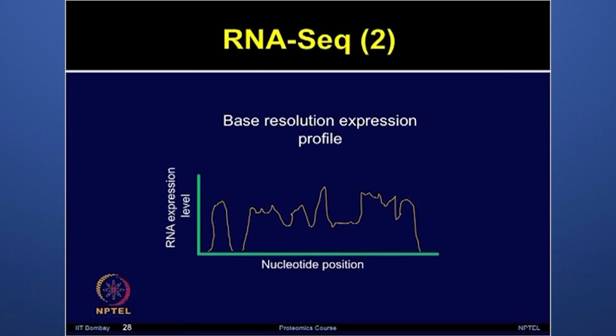So, the sequence reads, exonic read, junction read and poly A end reads, can be used to generate a base resolution expression profile, as you can see here, plotted with nucleotide position on x axis and RNA expression level on y axis. The RNA sequence has a dynamic range greater than 8,000-fold to quantify gene expression changes. Therefore, the RNA sequencing method is very useful for discovering new transcripts, identifying mutations, deletions and insertions, as well as splicing alternatives.